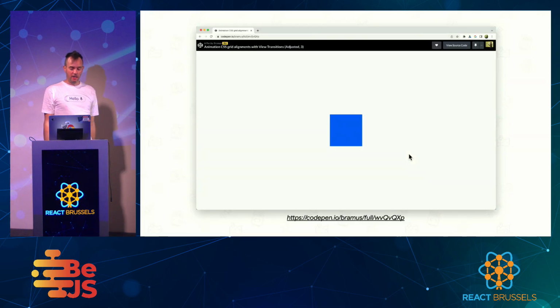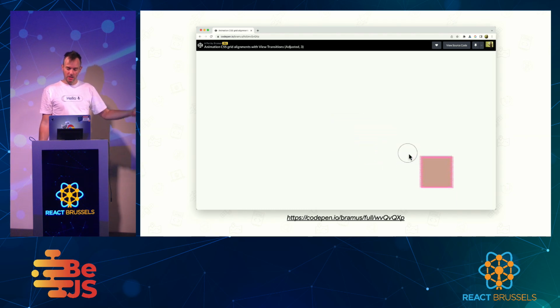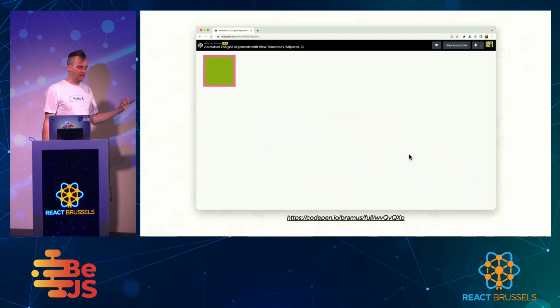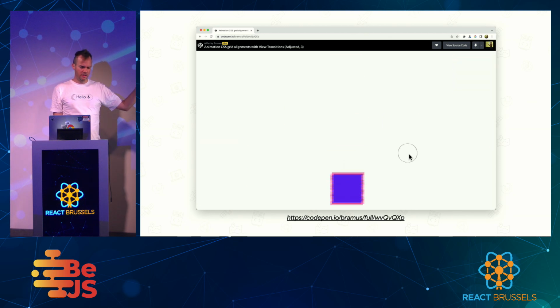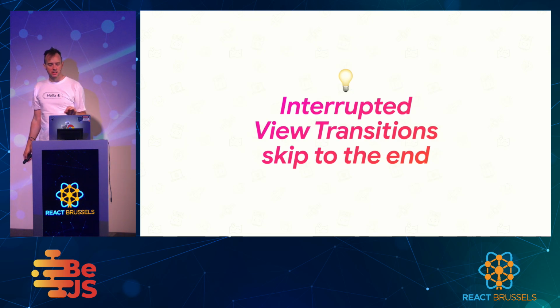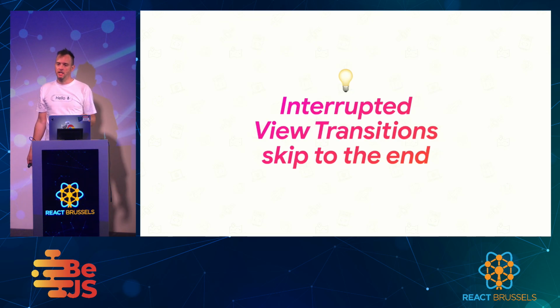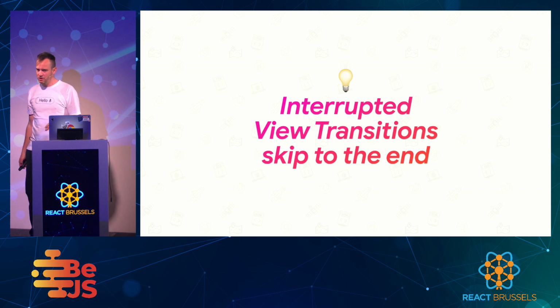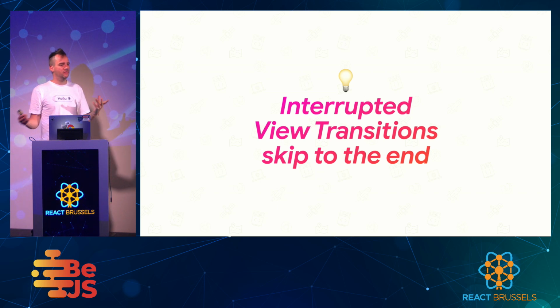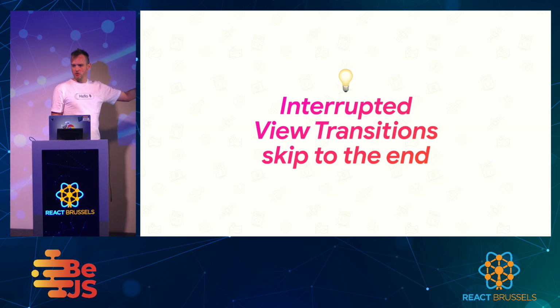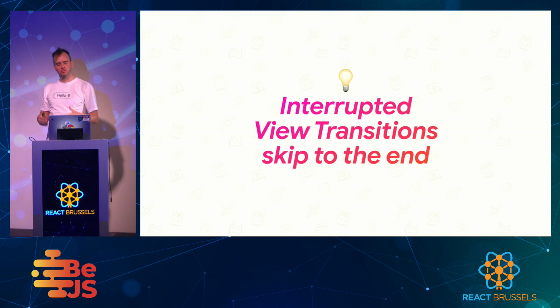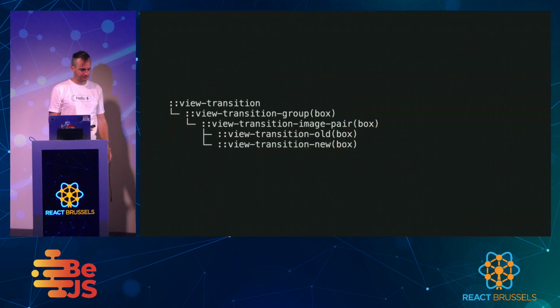So here you have it. I click the page, I click again, and again, and so on. You will see here, though, that it gets a bit jumpy, and that is because interrupted view transitions skip to the end, which is a bit unfortunate at this point in time, but if your animation is fast enough, you won't really see it. We are potentially looking into also solving this in the future, but not today just yet.